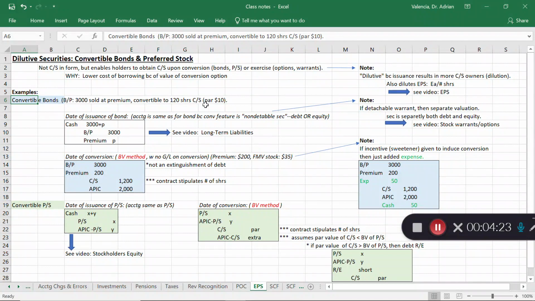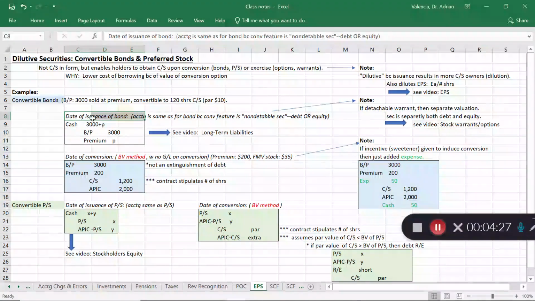Okay, so let's first think of when that bond was issued. Okay, this is the first thing. And I'm just going to say very easily, the accounting that you're going to do when the bond is issued is just the same as what you've learned in the past, right? If you want to refresh that, you can go to that video titled Long-Term Liabilities and see how that's done.